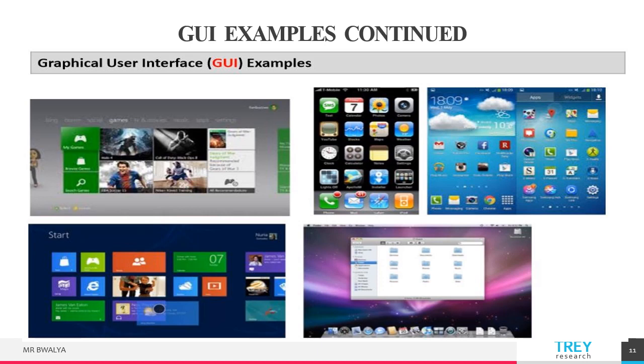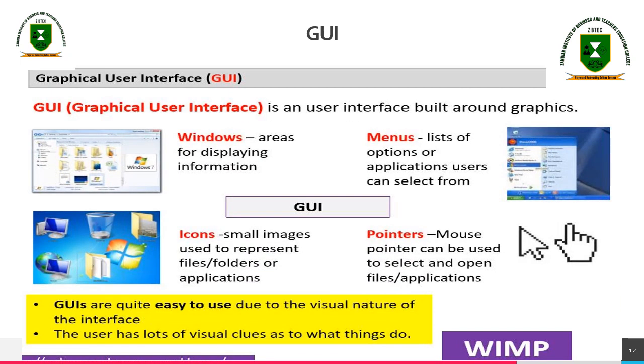We have these here, which are also examples. The GUIs are mostly in the form of icons. Now, what is this GUI, the graphical user interface? By definition, it is a user interface built around graphics. In the first example here, there are windows, which are areas for displaying information.